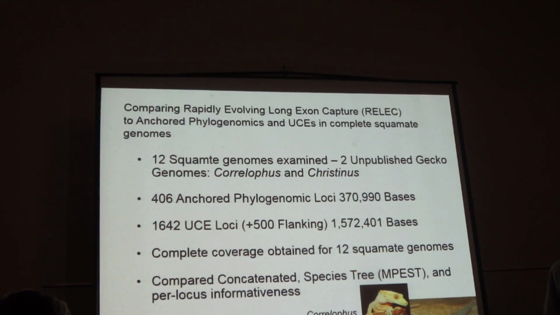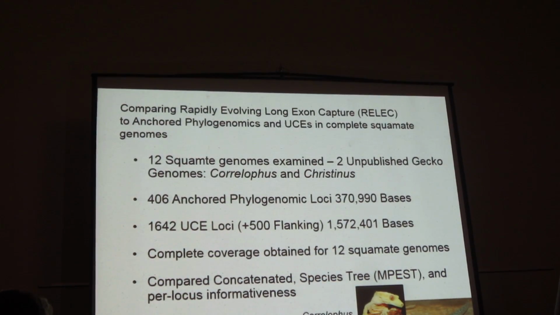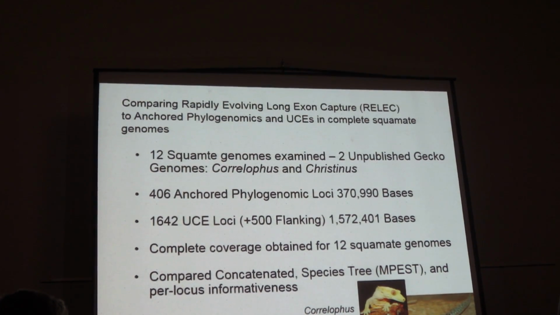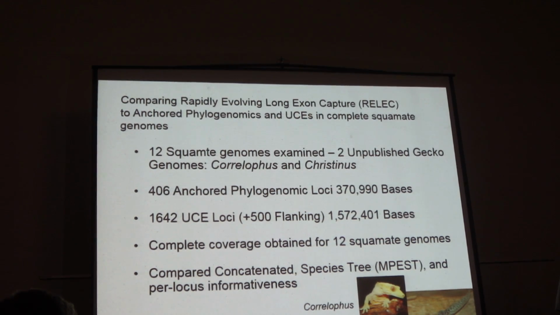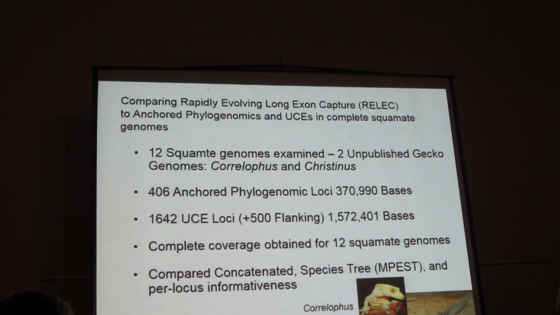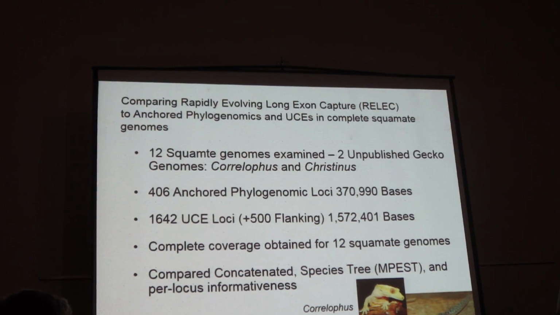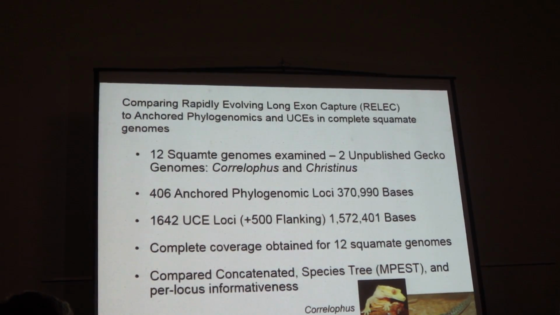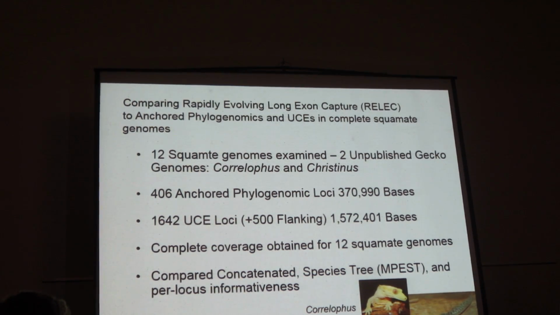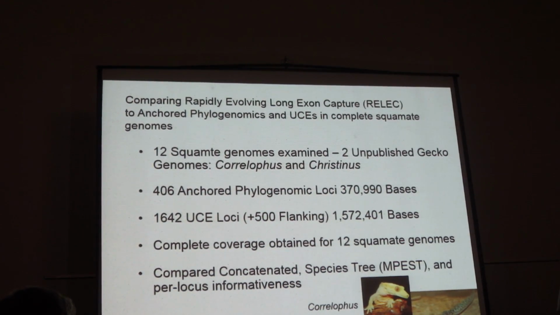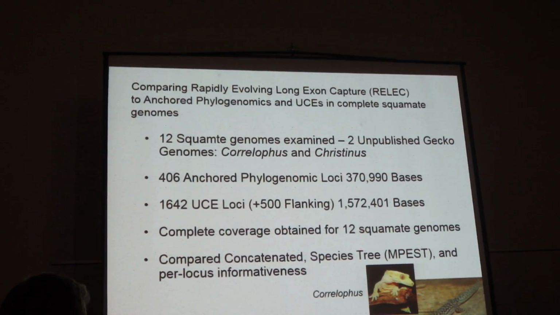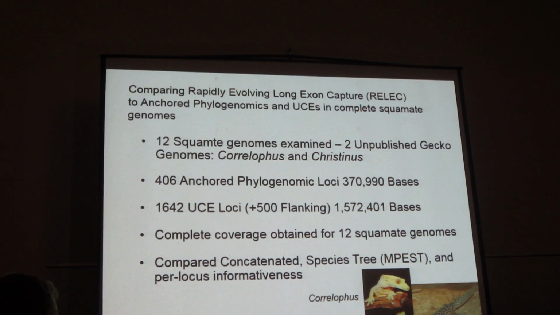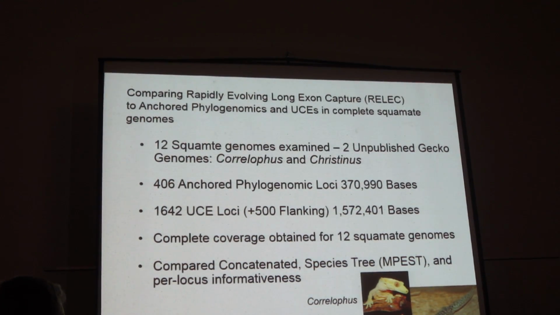As a proof of principle, we wanted to compare RELIC to anchored phylogenomics and ultra-conserved elements. Using R scripts that iteratively probed 12 complete squamate genomes, we restricted our analyses to loci that could be found in all 12 complete genomes. We compared our set of 219 exons to 1,642 UCE loci and 406 anchored phylogenomics loci. We used 10 publicly available genomes and 2 unpublished gecko genomes and transcriptomes provided by Tony Gamble. Our comparisons included concatenated species tree and individual locus informativeness.